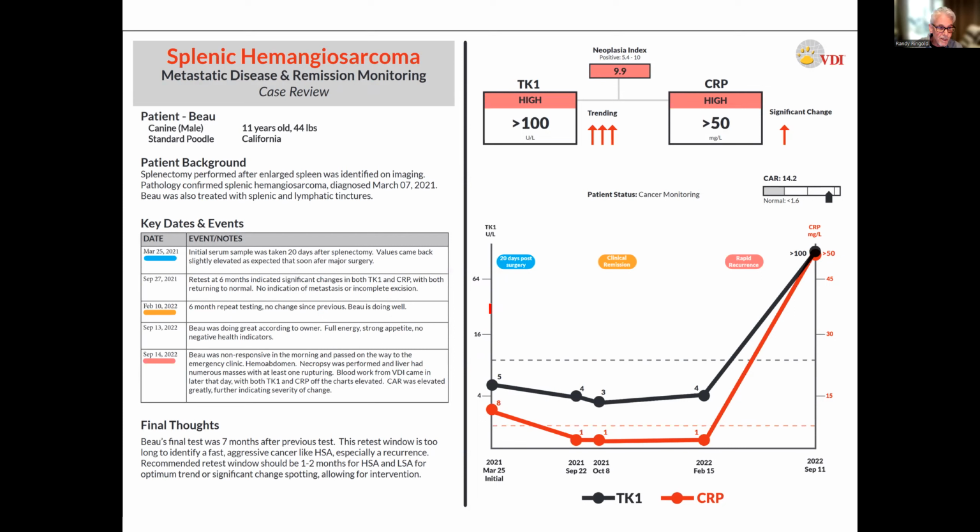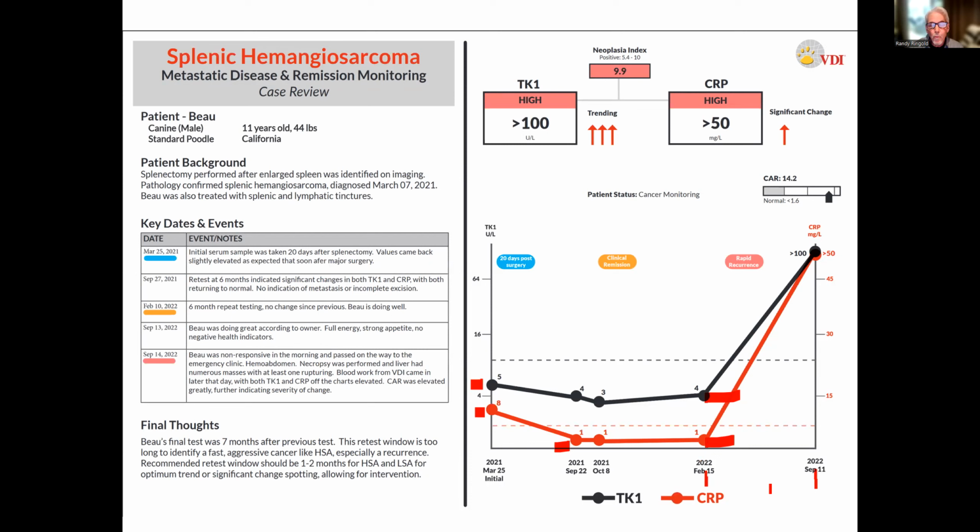Now, there was no time zero in this particular case. This was post-splenectomy, so it was already low. You can see that. Both of them low, although inflammation was a little bit elevated right here. Maybe it was a little bit too soon in this particular case, post-healing, but then it did, of course, drop down. But then notice what happened. You can see that both TK1 and CRP jumped. Now, look at the time difference here. This was February in 2022 and then September of 2022. And that's a lot of months.